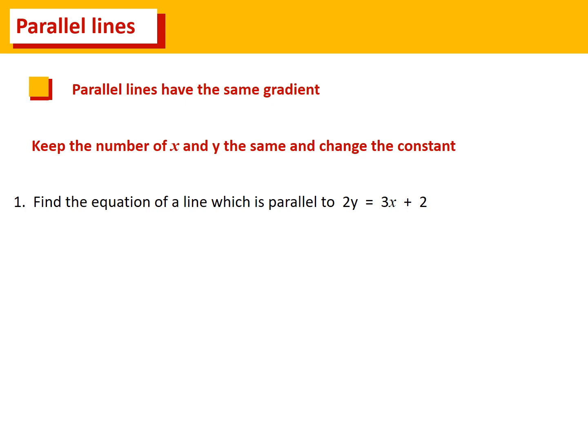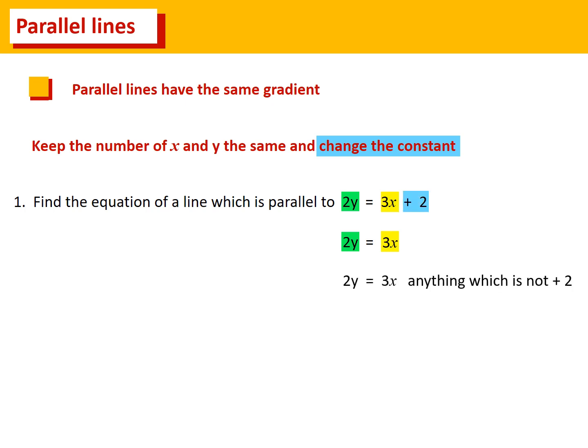And in order to ensure that the gradients of the lines are the same, the key point is, as it says here, keep the number of x and y the same and simply change the constant. That's the number of y, that's the number of x, keep them the same. This is the constant here, we just change the constant. So 2y and 3x must stay the same, and then we can just choose any number other than 2, and that will give us a different but parallel line.